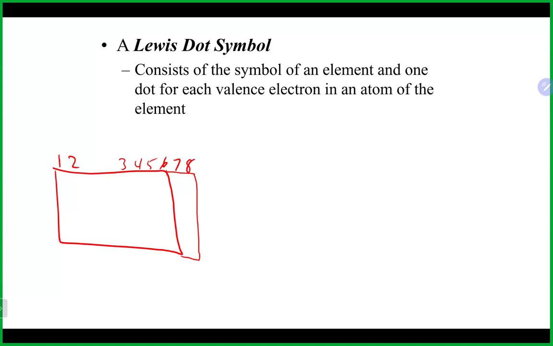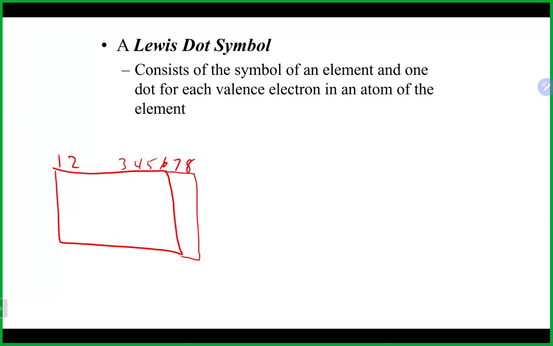The one exception is group 8, and that is helium. Helium only has a total of 2 electrons, so it can't have 8 valence electrons; it has 2 valence electrons. But everybody else in group 8 will have 8 valence electrons.